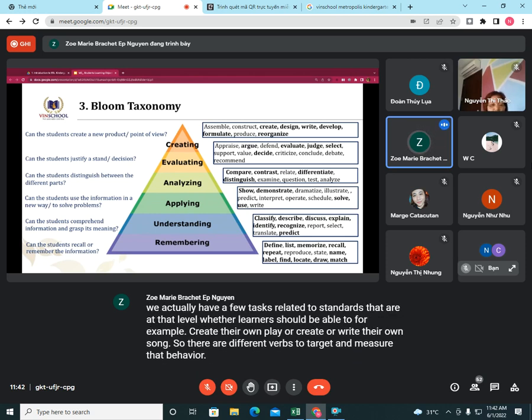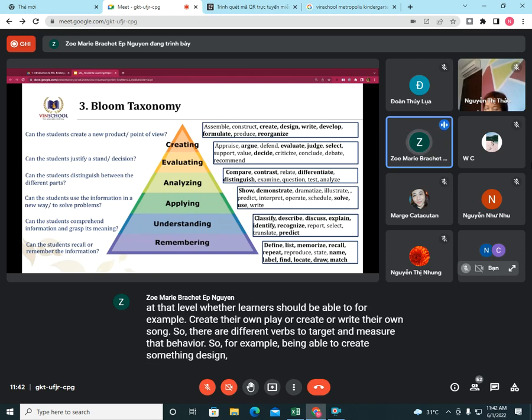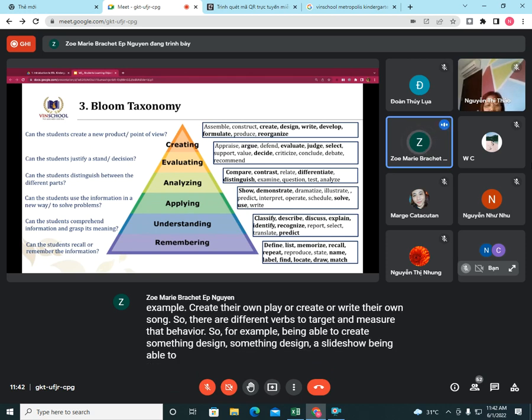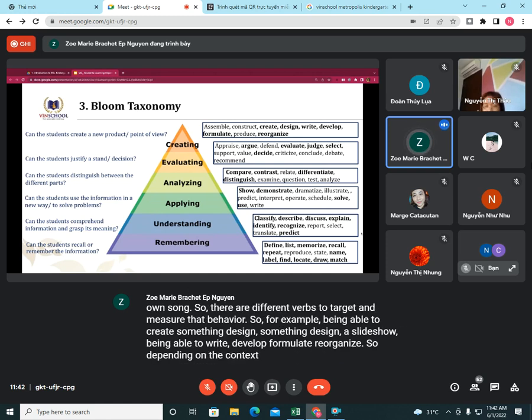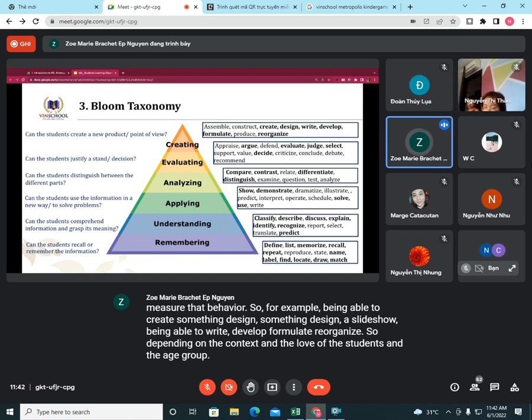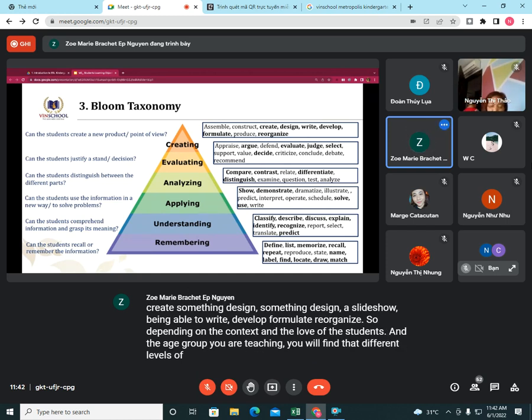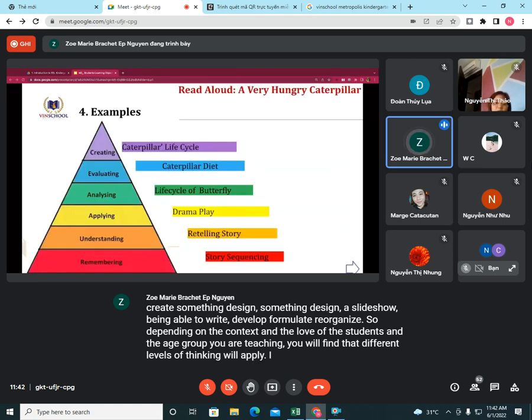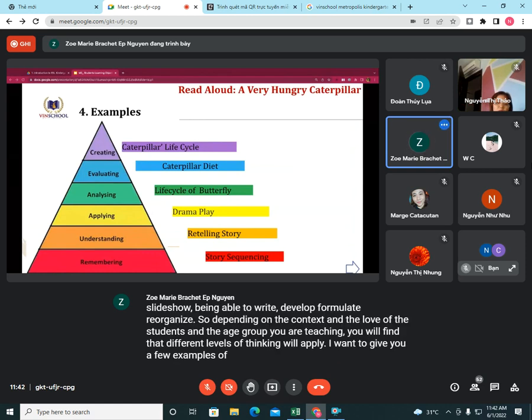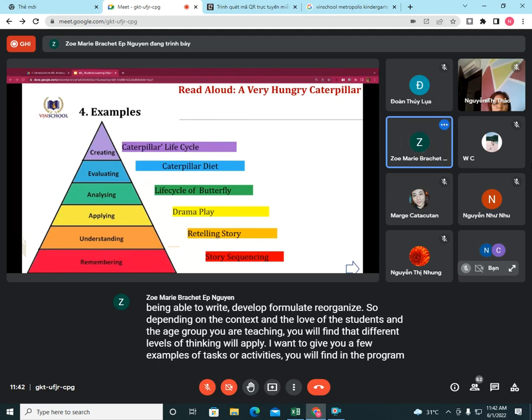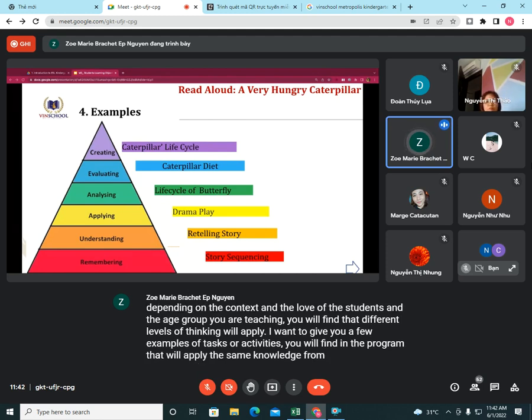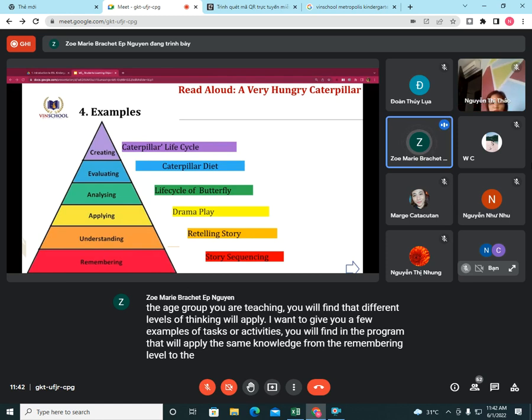So for example, being able to create something, design a slideshow, being able to write, develop, formulate, reorganize. Depending on the context, the level of the students and the age group you are teaching, you will find that different levels of thinking will apply. I want to give you a few examples of tasks or activities you will find in the program that apply the same knowledge from the remembering level to the creating level of thinking.